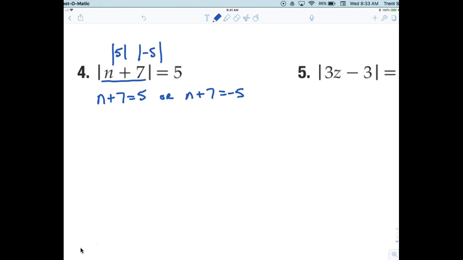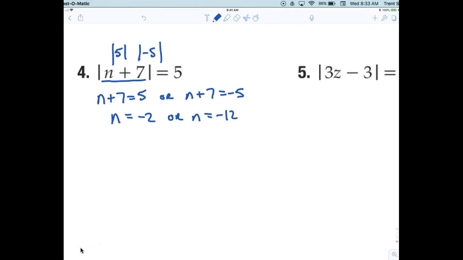Now, because we are brilliant, that's just mental math. So n could equal what? Negative 2, or n could equal what? Somebody solve that equation. N plus 7 equals negative 5. Negative 12. Thank you. Come on, guys, that's not hard. Do I need to put a minus 7 and a minus 7 up there? Do I need to say what's 5 minus 7 and what's negative 5 minus 7? Is everybody okay with that?